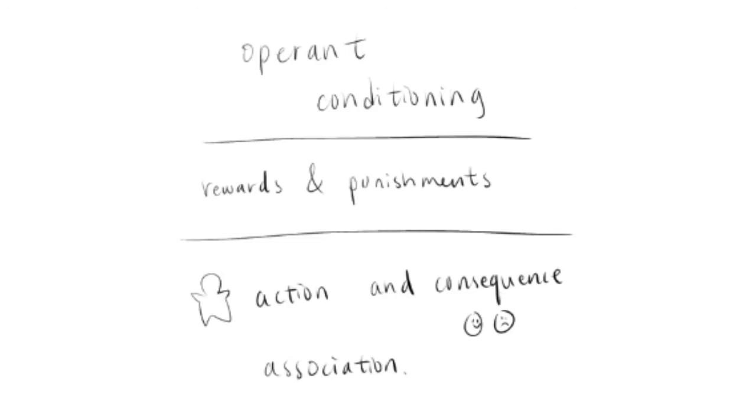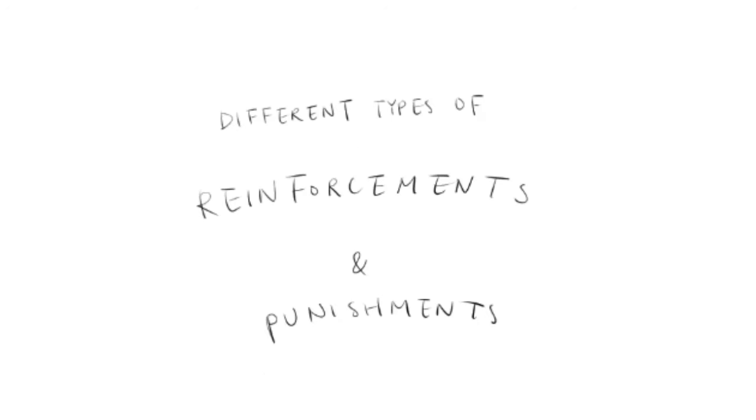Yay! So today we are focusing on operant conditioning. What is operant conditioning? Operant conditioning is a system of rewards and punishments where behaviors can be reinforced or eliminated through the association between the action and consequences. So the individual actually learns the association and learns whether to behave that way or to not behave that way. So we will be focusing on different types of reinforcements and punishments.